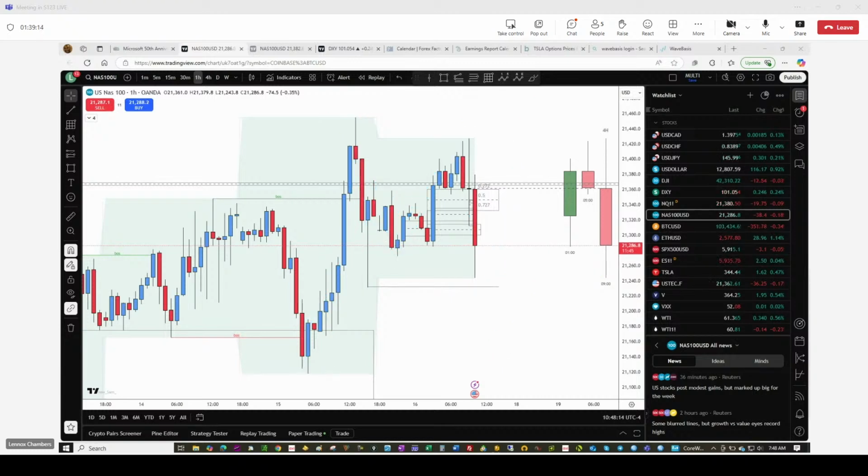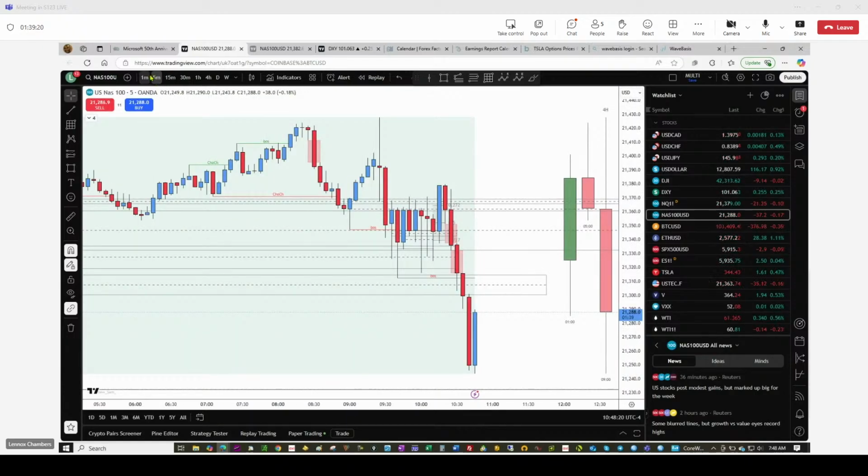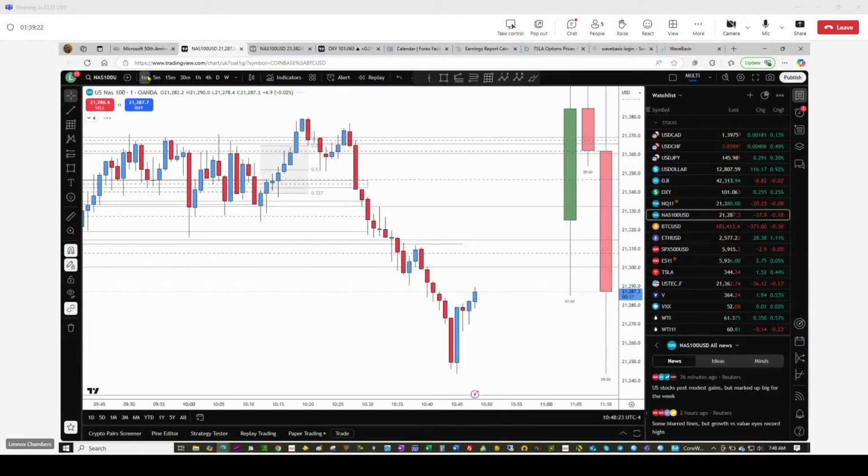Okay. So I'd be looking for an opportunity to go long now on the NAS. So it's setting up as we speak. I've got an inverted gap here. So this could have been an entry already because I have a nice fractal there.